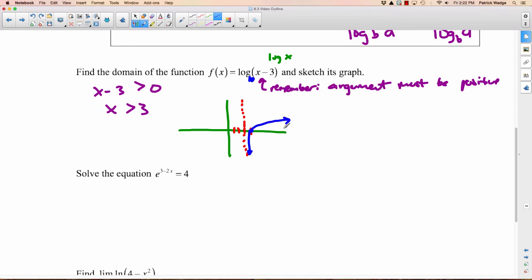Now, have I done it exact? No, but this is a pretty good idea of what it would look like. So this point right here would be 4, 0.